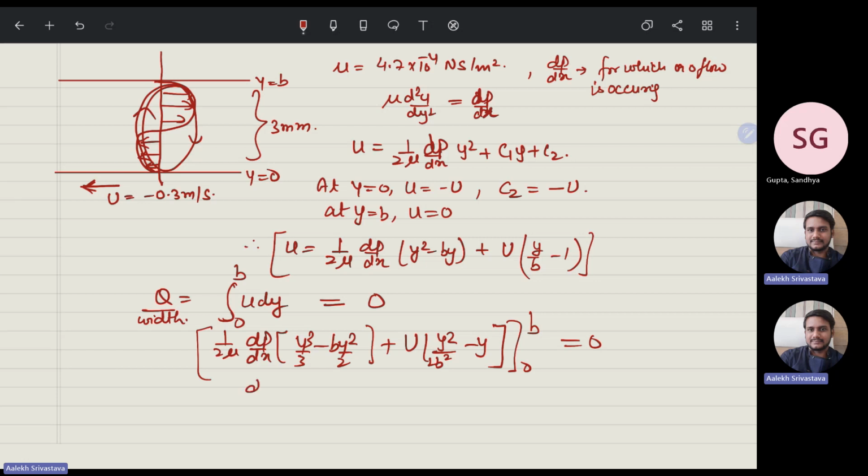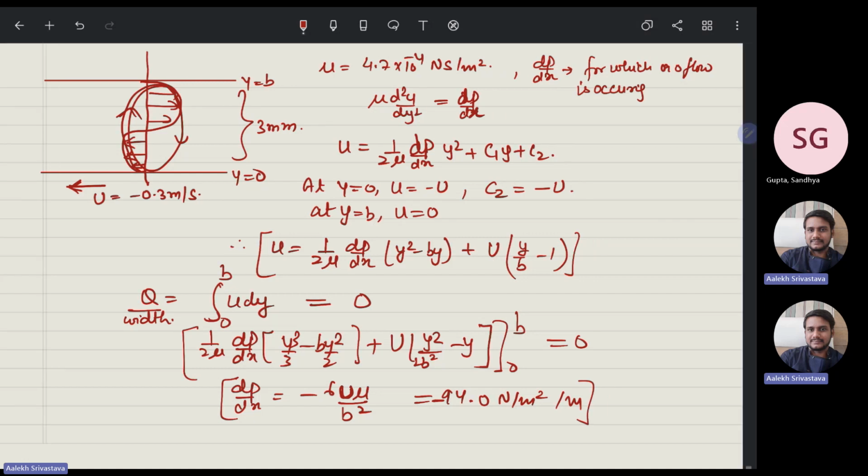So if you simply put, you will get dp by dx is equal to minus 6 u mu by b square. If you put that, you will get minus 94.0 Newton per meter square per meter. So that should be the pressure gradient that should exist so that no net flow will occur inside the channel, since it will form a circulation. Okay.